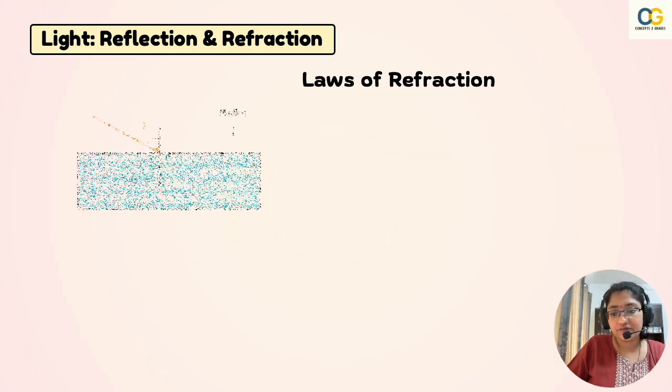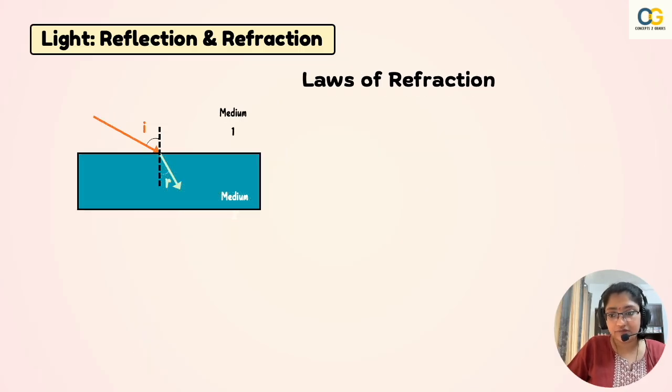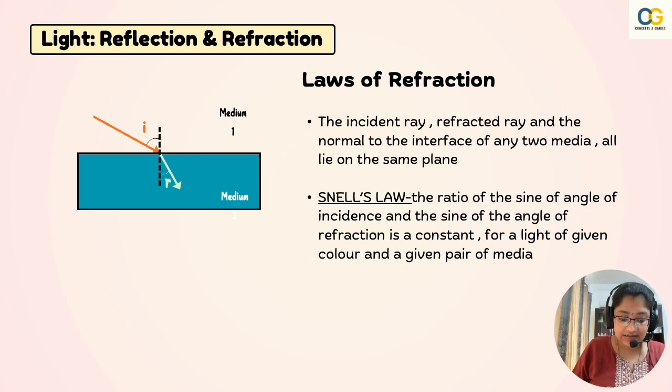Now, there are two laws of refraction. The first one is that the incident ray, the refracted ray and the normal, for any two media, all lie on the same plane. Again, there is no multi-dimension here. The second law of refraction is also called Snell's law, where the ratio of the sine of the angle of incidence to the sine of the angle of refraction is a constant. This happens only for light of a given color and a given pair of media.